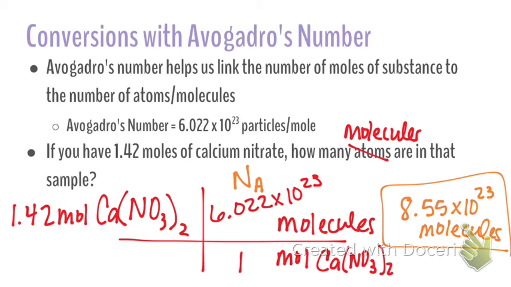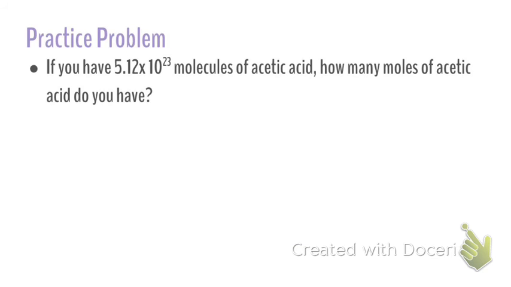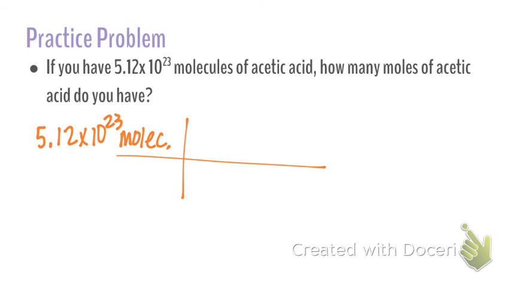On tests, would you accept it if we just put small? Yeah, pretty small, right? Or a manageable number at least. 5.12 times 10 to the 23rd molecules. Avogadro's number goes on the bottom, and 1 mole goes on the top.